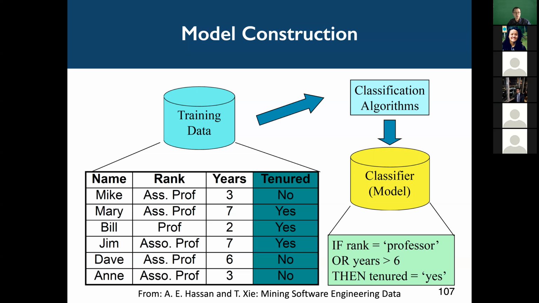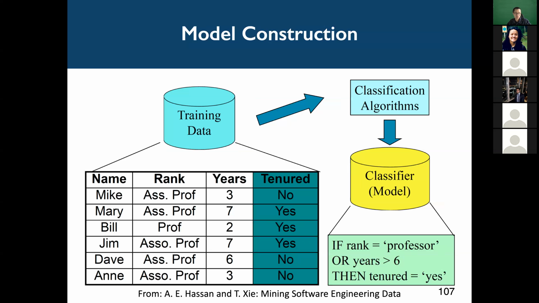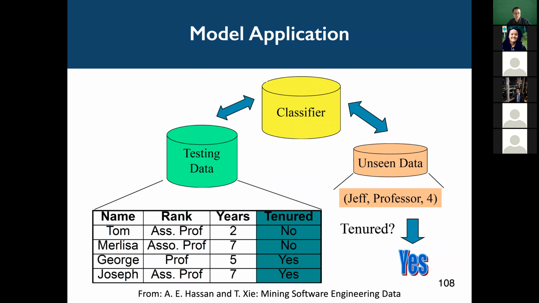Then we apply this model to unseen data. The unseen data has professor name Jeff, rank professor, and number of years 4. Based on the rule we have just seen, because the rank is professor, even though the years is less than 6, the tenure status is yes. This is how we construct and apply a classification model.